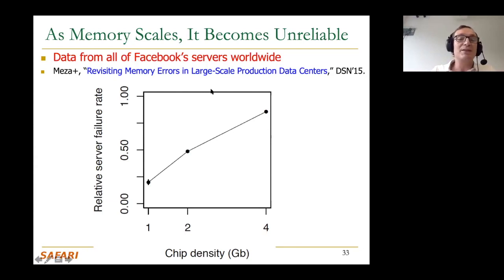Basically, what we've done in this study is we worked with Facebook to analyze all of the memory errors that they have in the systems that they have. This is actually very interesting because it turns out Facebook has perhaps the largest data centers and, as a result, the largest amounts of memory distributed across the world.